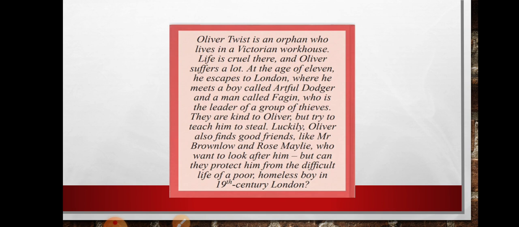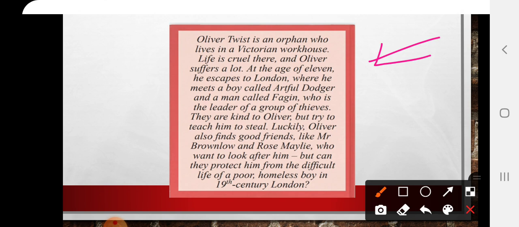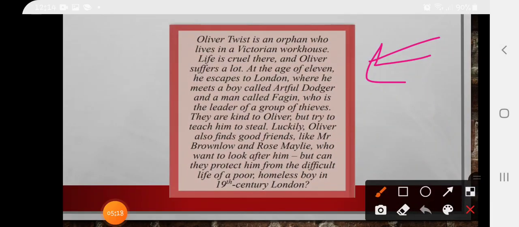So, this blurb gives us the idea of the novel, right? What is the book about? It's about a boy called Oliver Twist, and he is an orphan. And what's the meaning of an orphan? Someone who doesn't have a mother or father, whose mother or father is dead. Okay, اللي هو اليتيم. So what's the meaning of orphan? It means yatim.